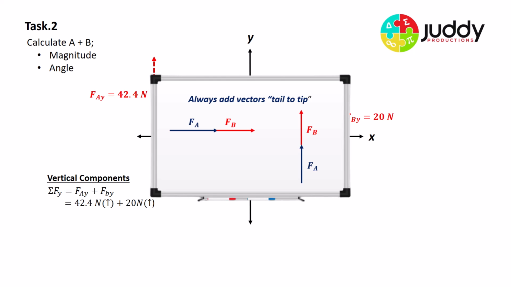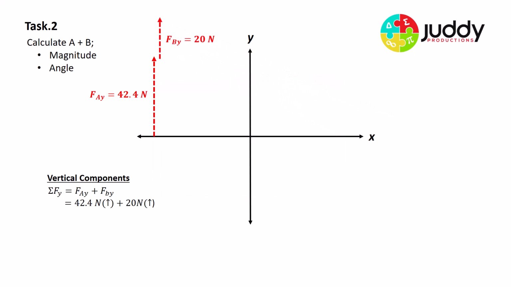Now remember, when we're adding vectors, we always add them tail to tip, which means if I'm adding vector B to vector A here, at the tip of A, I add the tail of B. Likewise, vertically, at the tip of A, I add the tail of B. So let's do that. Let's move force B over on top of force A. So that's the vector sum of those two, tail to tip. And we see that adds up to a net vertical force of 62.4 newtons.